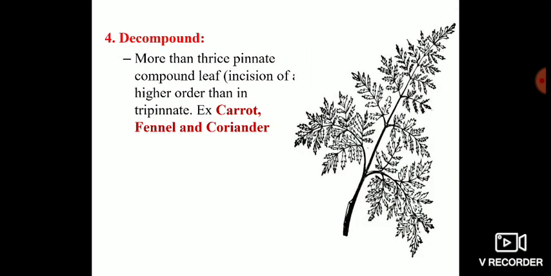Then finally we have the decompound type of leaf. In this type, incision of a higher order than in tripinnate occurs. If incision occurs more than thrice, or you can say more than thrice pinnate compound leaf, it is known as decompound leaf.